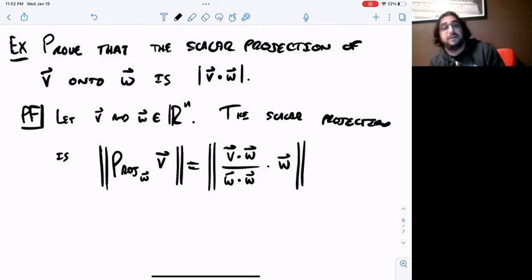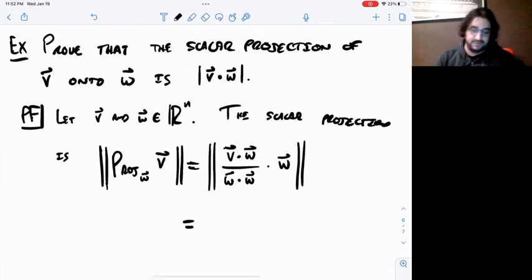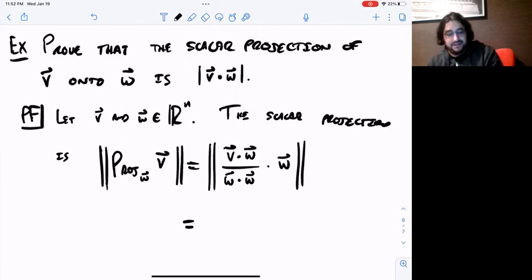Right? I'm going to plug this in. The formula for a projection. Okay. Now, here's something cool. This is why I want to do this proof. This proof looks pretty different than the identity we proved before.